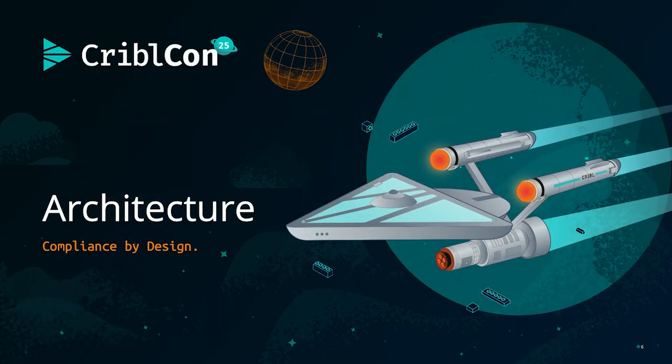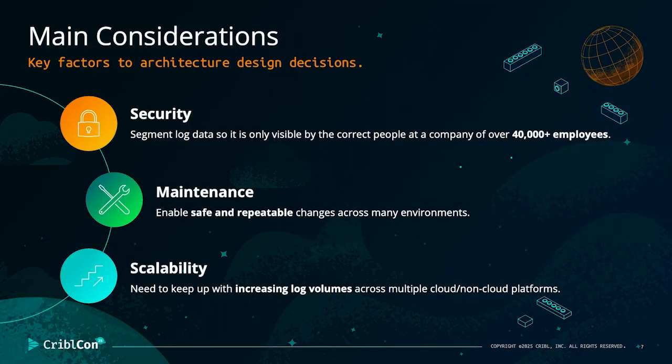So I'm going to be taking you through some of our architecture here. And before we can even get to log partitioning, we have to start with Cribl Stream. So some of our main considerations when building our Cribl Stream sources, destinations, pipelines, all the good stuff in Cribl Stream are security, maintenance, scalability, which are normally the big three for everyone building anything. Security, in that we want to be sure that only the people who should have access to that data get access to that data. Maintenance, making sure that we're doing things safe and repeatedly across all of our environments.